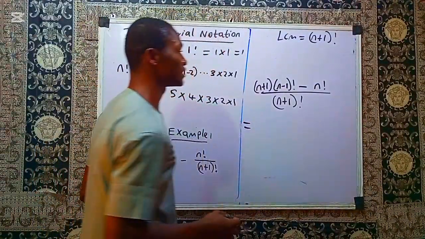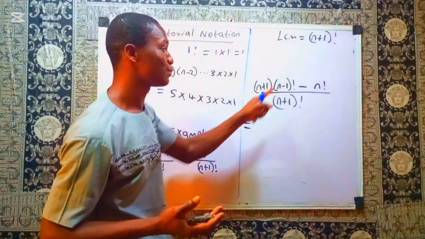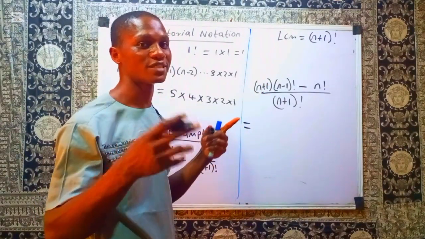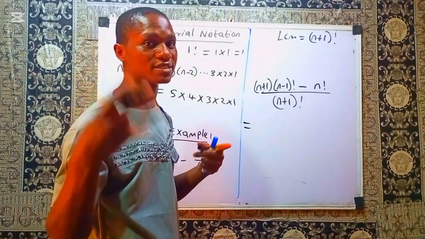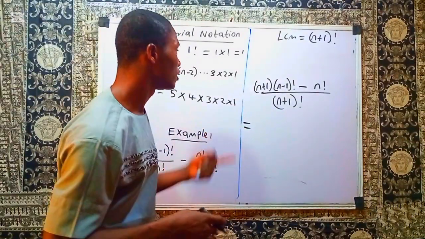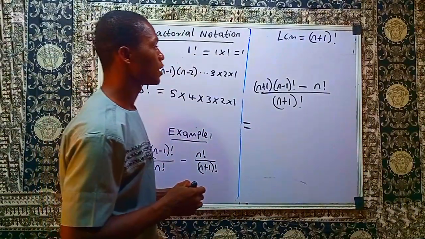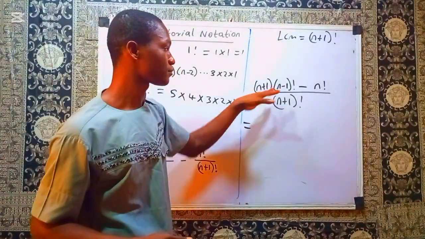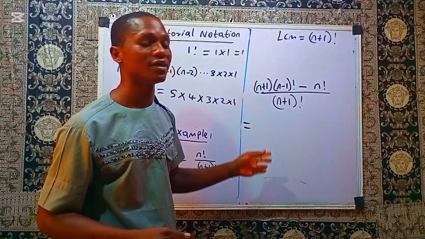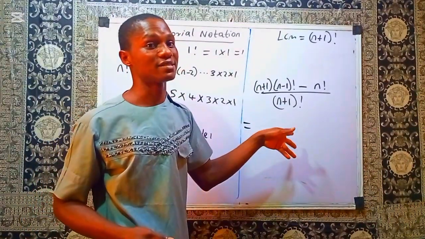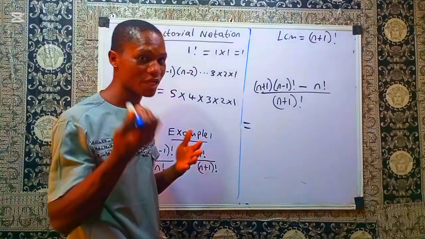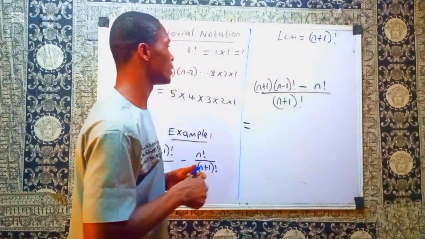To simplify this further, you are going to try to simplify the numerator and the denominator to see if something can cancel what is at the denominator and what is at the numerator. So I want to factor something common out from the numerator that can cancel what is down at the denominator. Let's try to see if we can factor something out from the numerator.